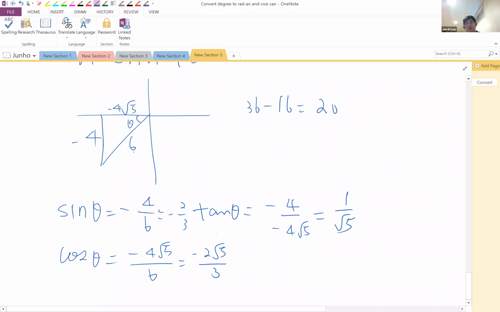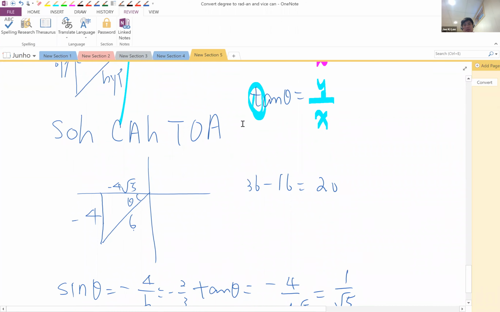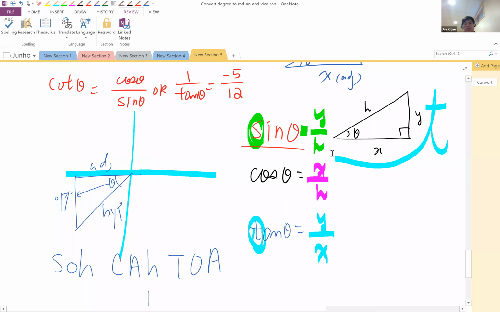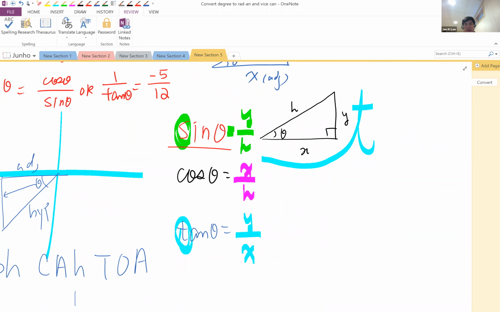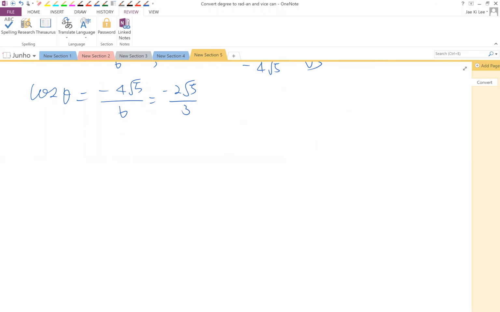So am I making sense to you? Yes, Professor. Or, if you get confused with SOHCAHTOA, think that this way to do is learning SOHCAHTOA. Or you can also just use the triangle and then draw it S, C, or T. They're also working anyway. Okay? Any questions?